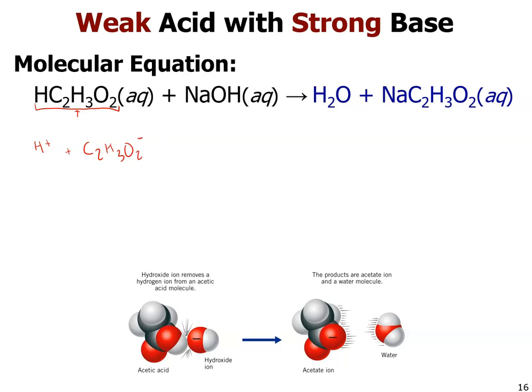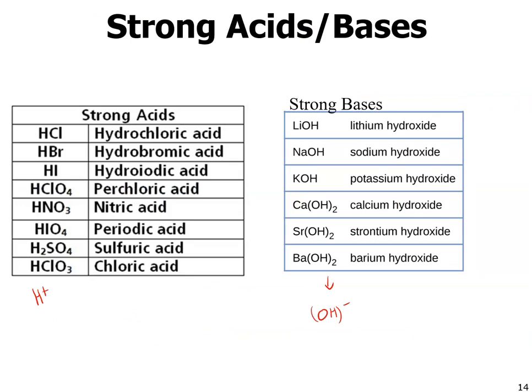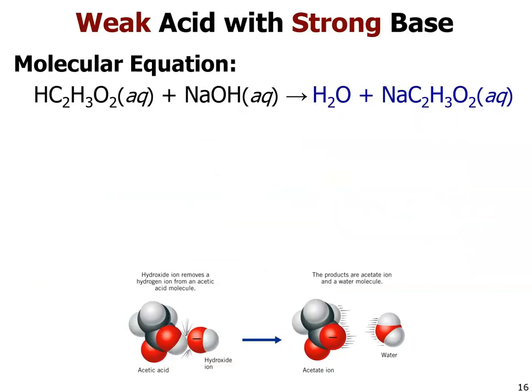Because it only happens infrequently, we don't typically write it like this when we're writing out the ionic equation. Most of the time it's not in this form; this is a rare instance. So when we're writing the ionic equation, we do not break these apart if they're weak acids or bases. How do you know if it's a weak acid or base? Well, it's not on this list. If it's not on this list, it's a weak acid or base, so you don't break it apart when you're making the ionic equation.